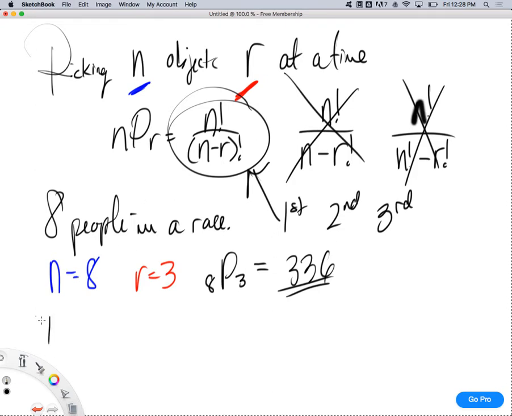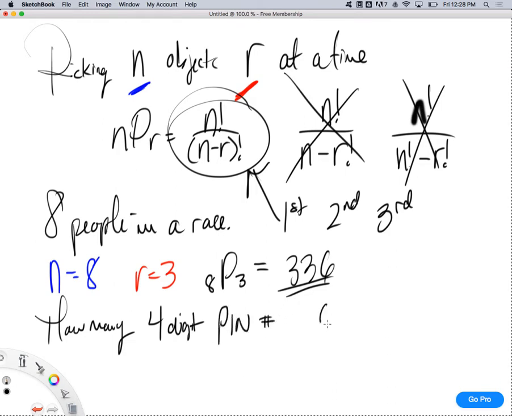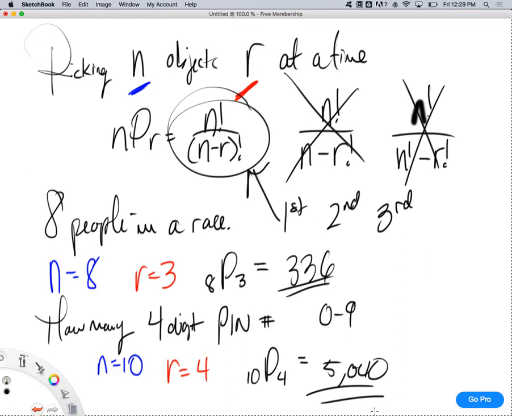Then the next example I say, how many 4-digit PIN numbers can be made from digits 0 through 9? And it's key if no numbers are repeated, because if there is repetition, the answer would change. So what's n? It's 10. It's right there. N is 10, r is 4. I'm picking from 10 numbers. I'm picking 4 at a time, so it's 10P4, which is 5,040. Again, you just plug that in your calculator and you're done. Any questions on that? Okay.